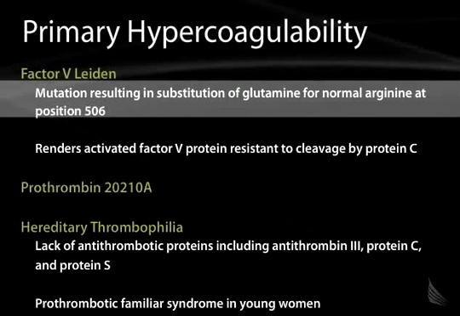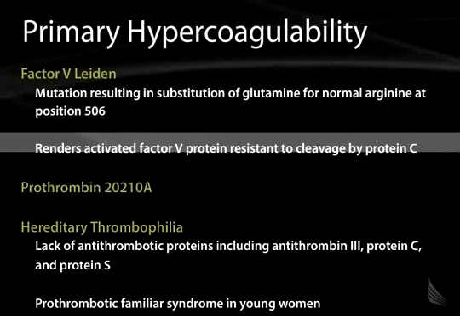Some of the mutations in different genes that can lead to primary hypercoagulability include changes in factor V Leiden. Here the mutation results in the substitution of glutamine for an arginine at position 506 in this gene. What this mutation ends up doing is rendering activated factor V resistant to cleavage by protein C. Hence, one has the ability to develop thrombi, but not the ability to prevent thrombi from forming. Mutations within the prothrombin gene also predispose patients to primary hypercoagulability.